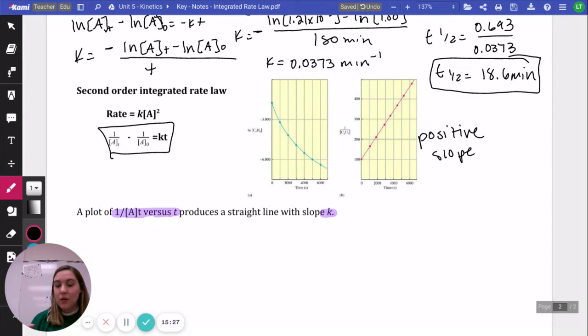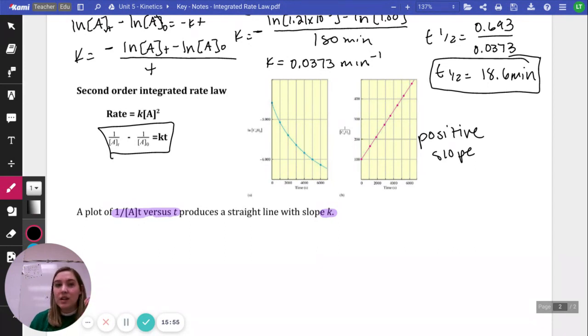Okay, guys, what's really important is to know our graphs. Know which graph is going to produce a straight line for zero, first, and second order. For zero order, it's concentration versus time. For first order, it's natural log of concentration versus time. And for second order, it's 1 over concentration versus time that is going to produce those straight lines. Oftentimes, that's what we use to determine what order we have when we're using the integrated rate law.